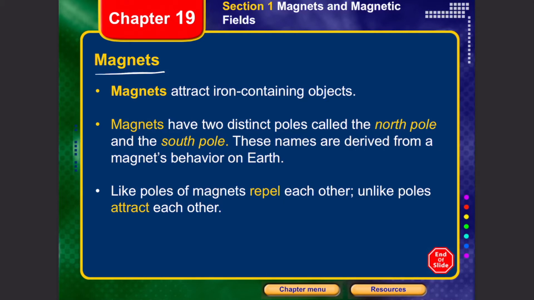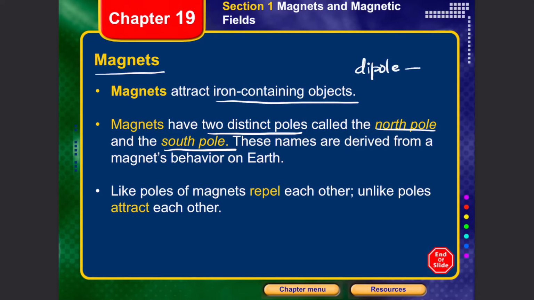Magnets are materials that contain iron. So these are iron containing substances. They have two distinct poles. You have a north pole and a south pole, just like a charge, where you have a positive charge and a negative charge. A magnet is a dipole.